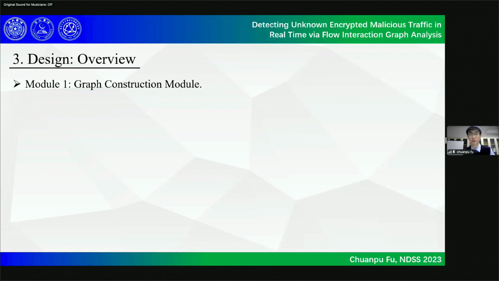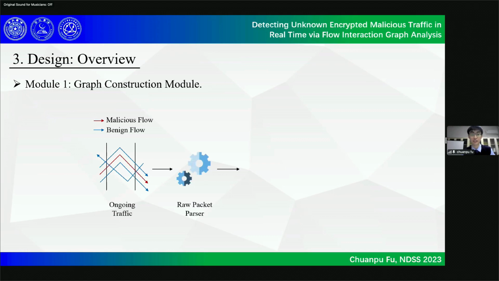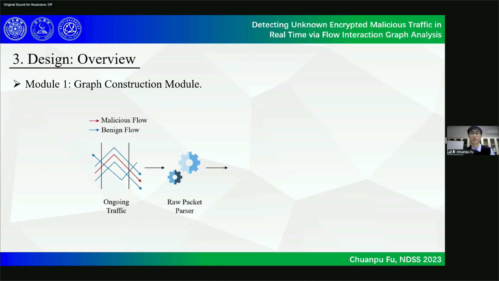Our graph-based traffic detection system consists of 3 modules. The first one is the graph construction module. The detection system monitors ongoing traffic, which contains both benign and malicious flows. First, the system parses each packet to extract basic properties, for instance, protocol, length, and packet arrival interval.